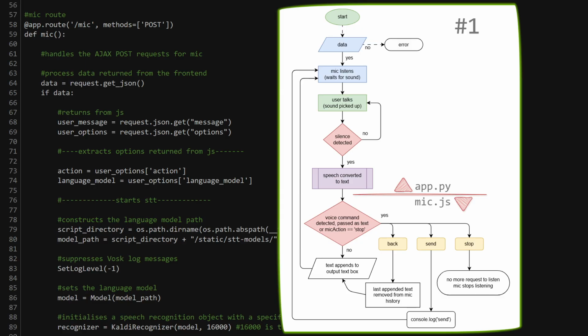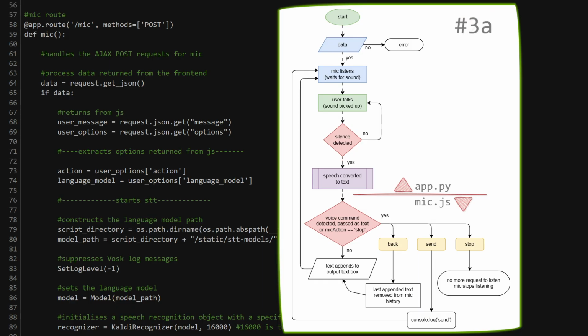The expected data is the action and the language model. In this second process flow, there is data to process and the mic function waits for speech from the microphone. Once it picks up speech, this marks the start of the audio chunk. Now the function waits until there is silence and this marks the end of the audio chunk, and the mic stops listening. With the audio chunk in hand, the audio is converted to text and sent to the front end. Each text chunk is appended to the text area, and it is also added to a text history array. Then the mic listening process starts again.